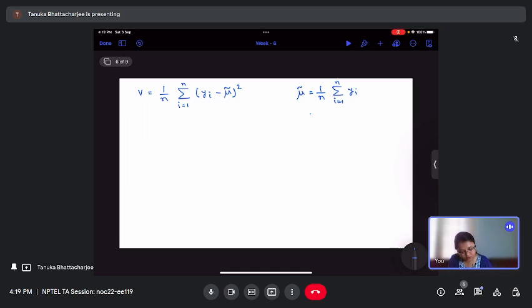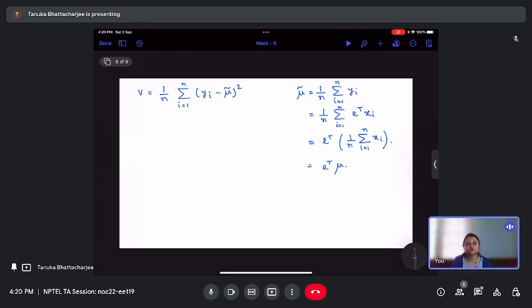This is equal to 1 by n summation i equals 1 to n, yi is E transpose xi. Here E transpose is independent of i, so we can take that out and write it as E transpose into 1 by n summation i equals 1 to n xi. The term within this bracket is basically the mean of xi. Let us denote that mean by mu. So your mu tilde becomes E transpose mu.